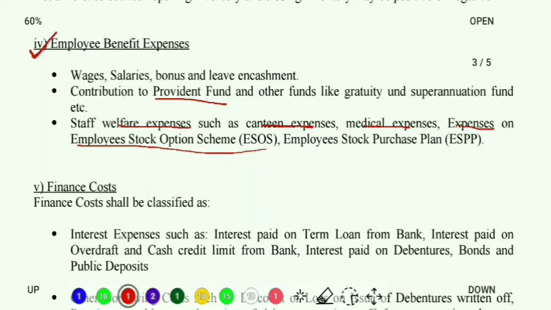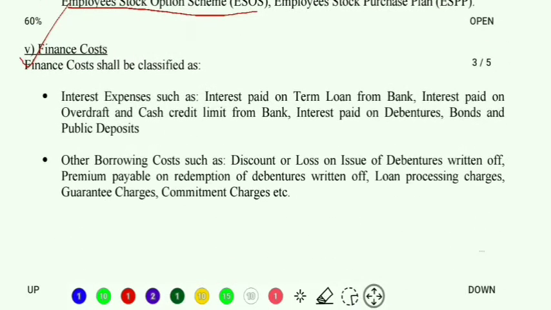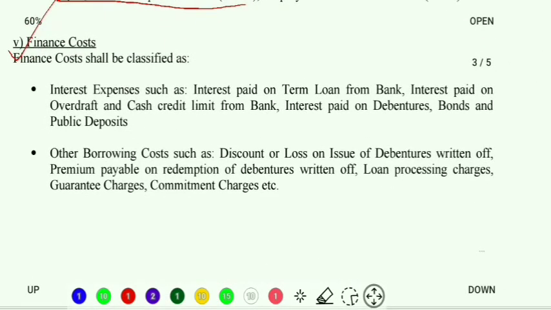Next we have finance cost. Now what will come under finance cost? We have a list over here. See, firstly there can be some interest expenses. Interest expenses as in some interest which were paid on term loan from bank. That is a cost because I am paying the interest, so that will come under finance cost.